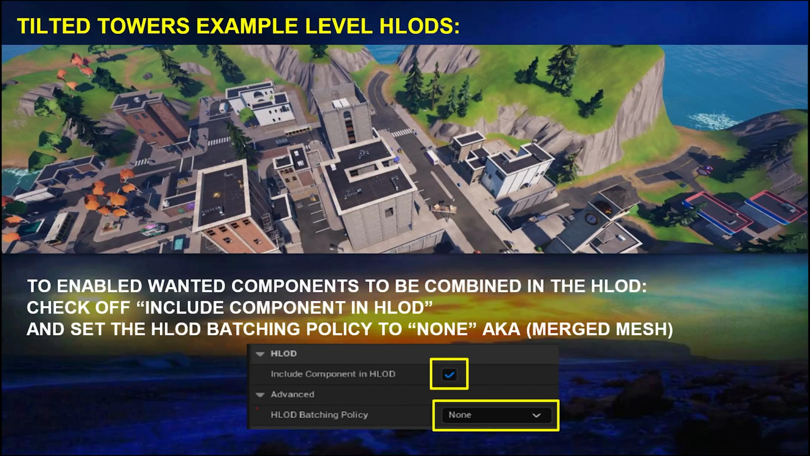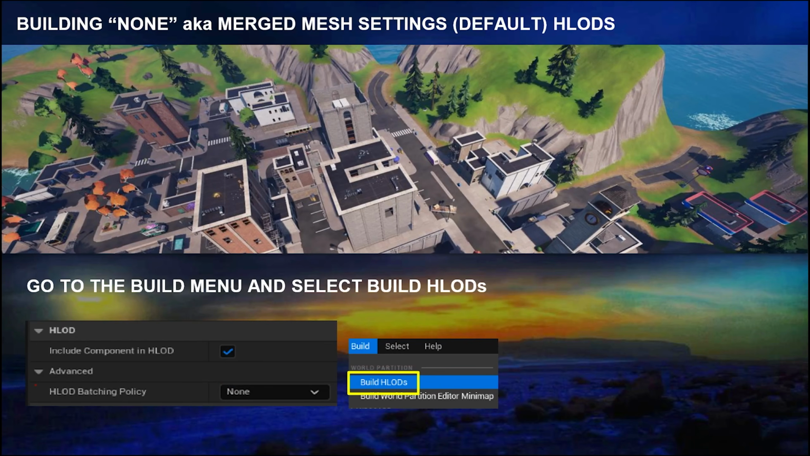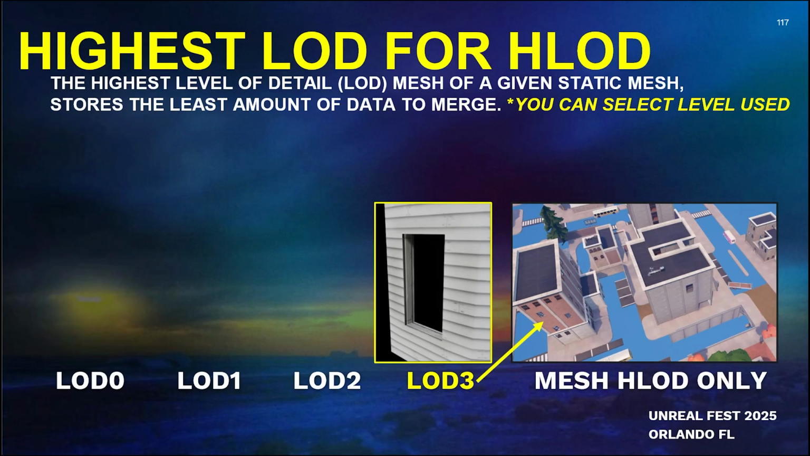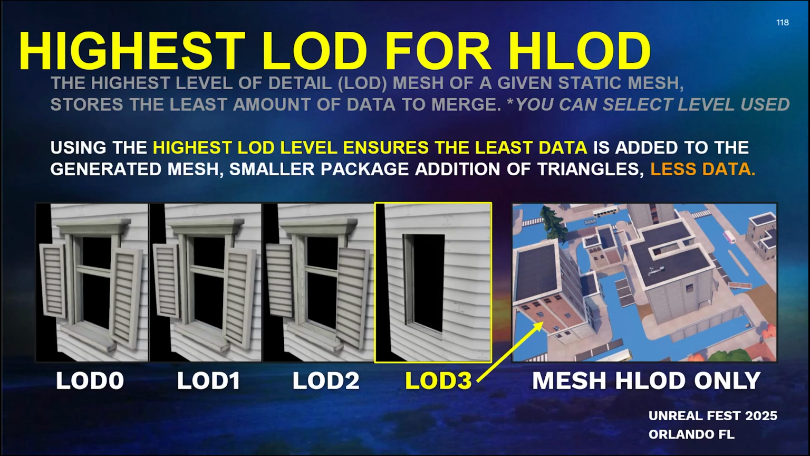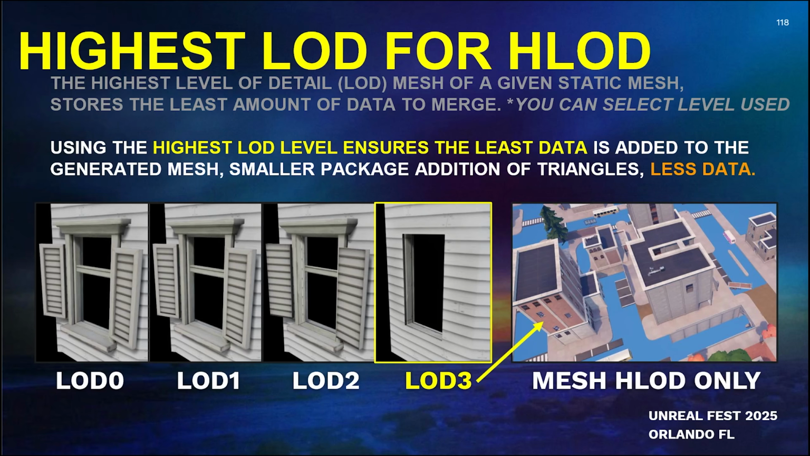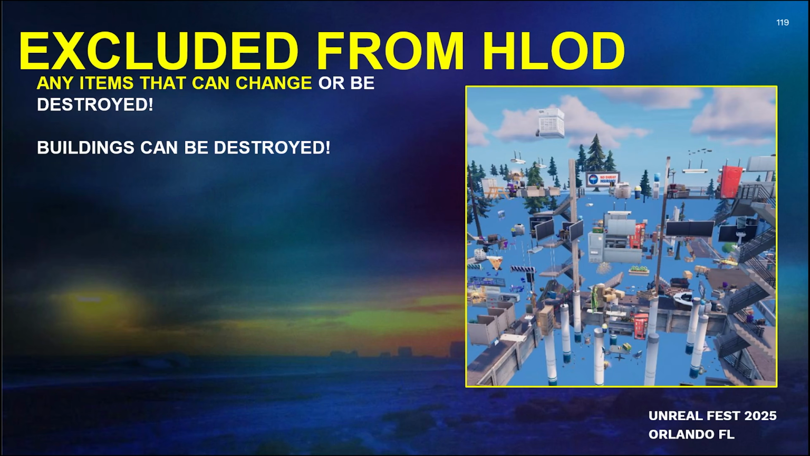So how do you go about baking these HLODs? You enable any component you want to have included in it, and you pick a batching policy. You build your HLODs, and I always delete before building, and it's just been so nice after that. I haven't had any issues with it, so I'd always recommend deleting before building. What it builds takes the highest level of detail, the least amount of triangles, and merges it into one mesh. These higher ones here with shutters are adding more and more detail in. You can see with Epic and how this all works, it's about getting the least amount of detail. It's all about simplifying the scene.